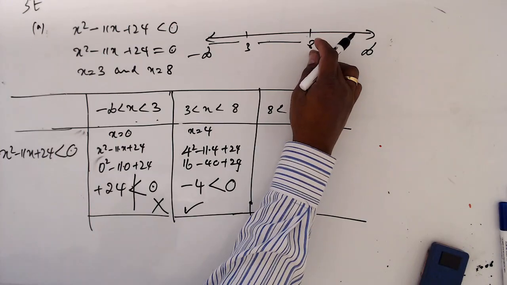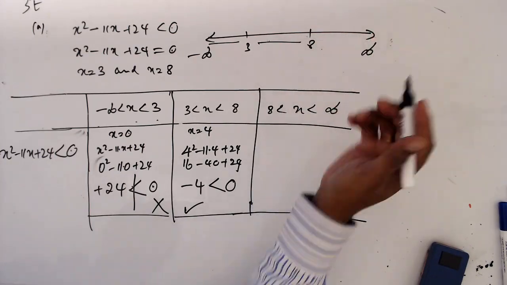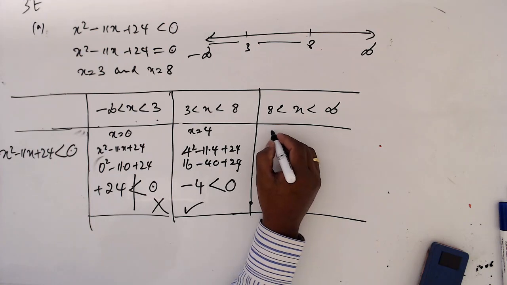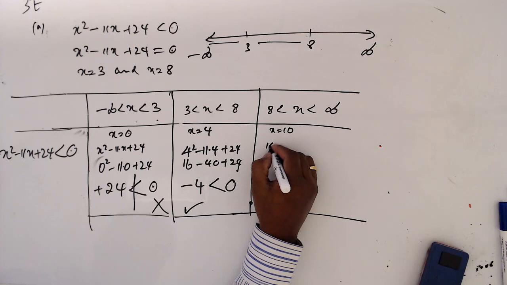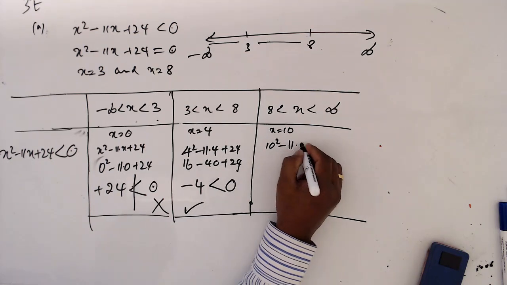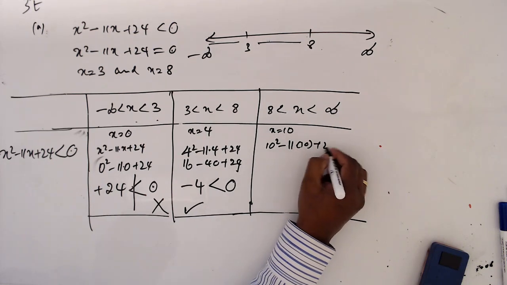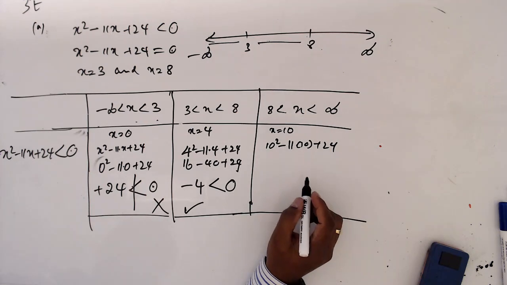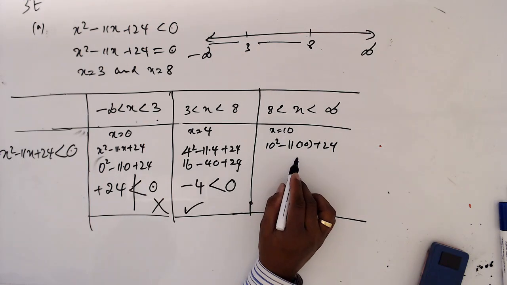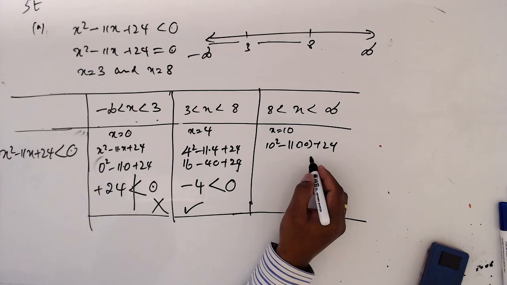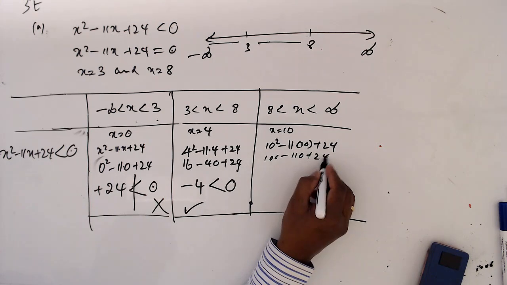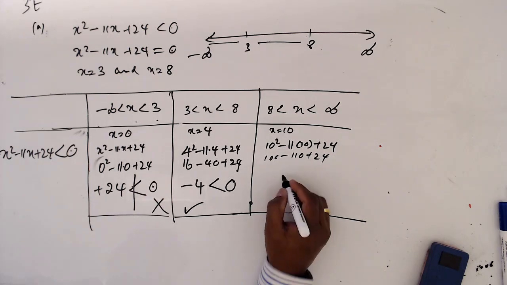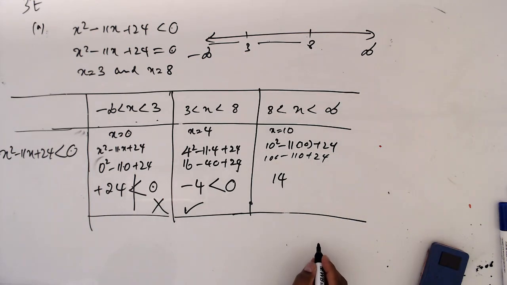Any value greater than 8. Let's pick up, okay, I'll pick up x equal 10. Then 10 square minus 11 times 10 plus 24. 100 minus 110 plus 24. So the answer is 14.